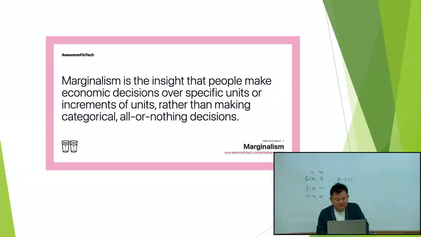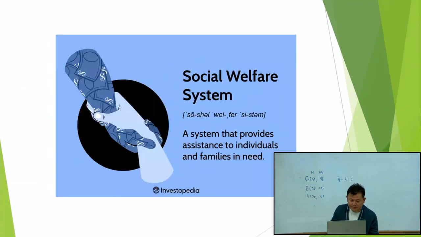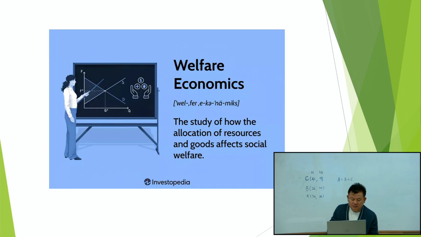welfare economics. Let me show you welfare economics. Welfare economics is the study of how the allocation of resources and goods affects social welfare. This is the main reason, the hot issue, for every country: social welfare. This makes the concept smaller, so welfare economics is the enlarged concept.